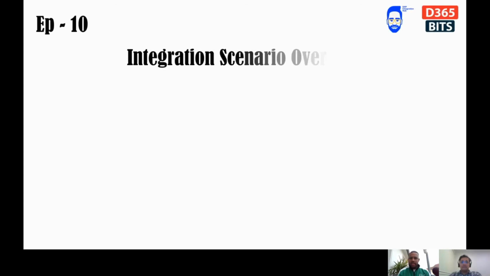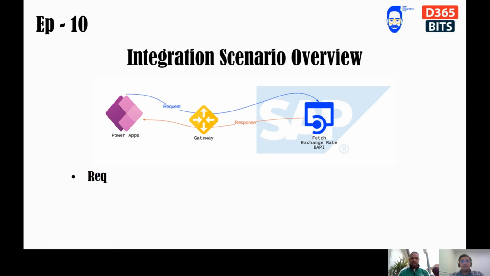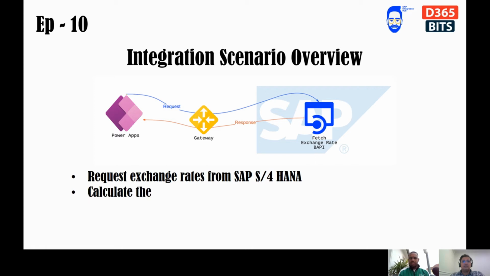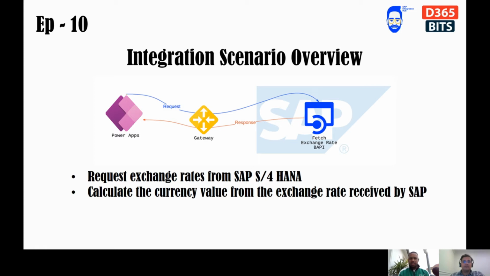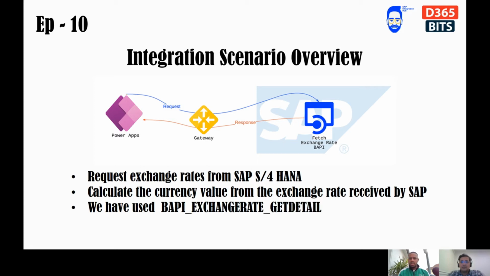So just to give you a high-level overview of the integration scenario that we're going to present today. The overall goal is to fetch exchange rate details from the SAP side. From Power Apps, we'll send a request to SAP to fetch the exchange rate of a certain currency conversion, for example, USD to EUR or EUR to USD. And from SAP, we expect a response with the exchange rate of those two currencies.